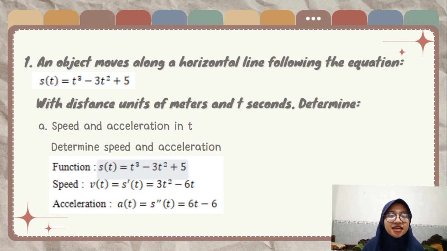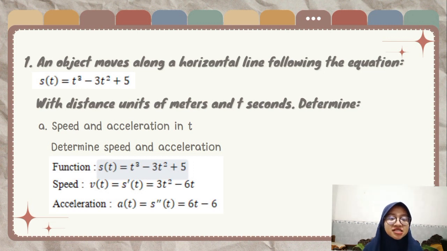Number 1. An object moves along a horizontal line following the equation s(t) = t^3 - 3t^2 + 5, with distance in meters and t in seconds. Determine a. Speed and acceleration in t.